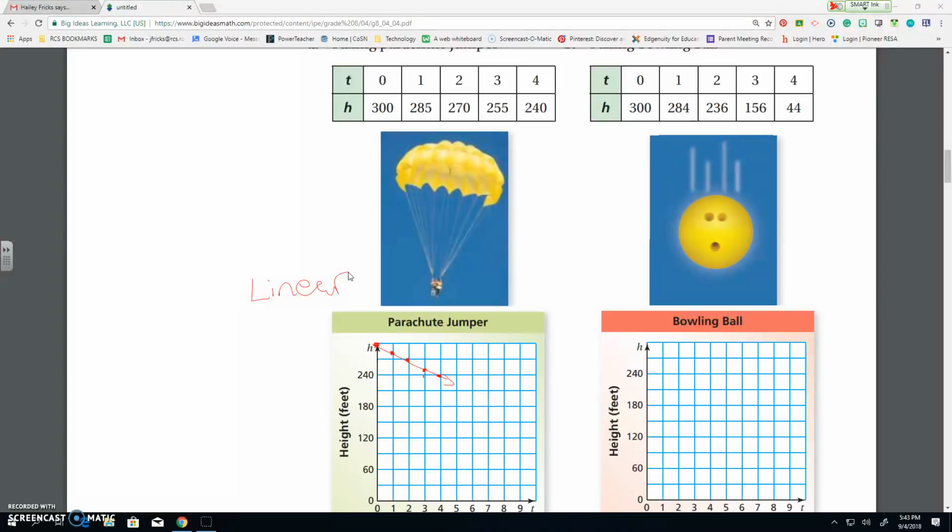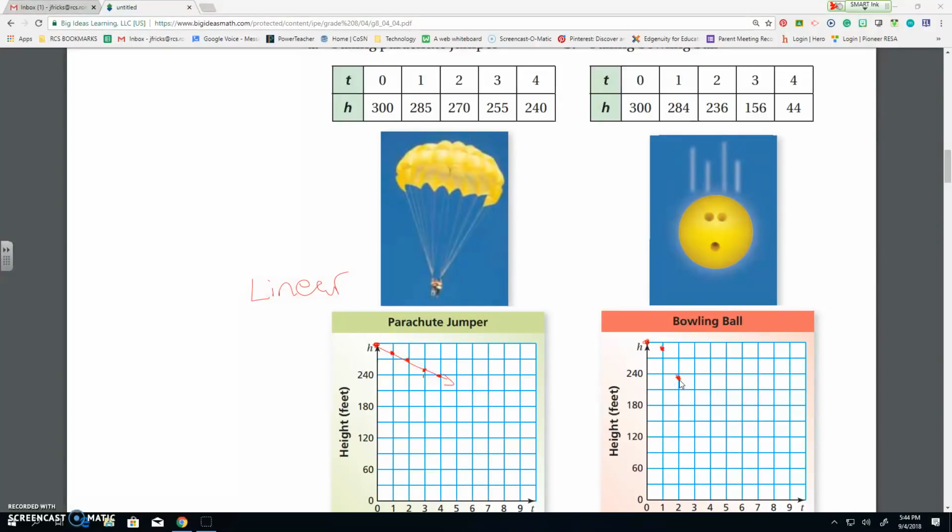Let's try it. So it says 0, 300. So we start up here at 0, 300. And then it says 1, 284. So on 1, we would go up to 284. Now 300 is there, that means 284 is somewhere along there. And then we've got 2, 236, so we go to the right 2 and then up to 236. That's going to be right underneath here at 240.